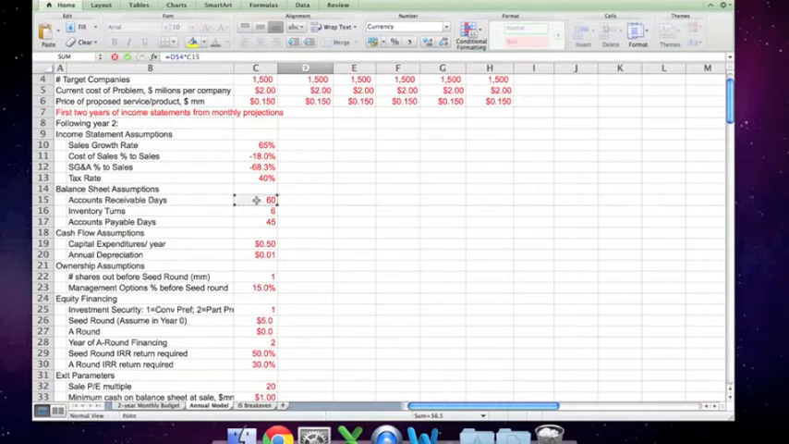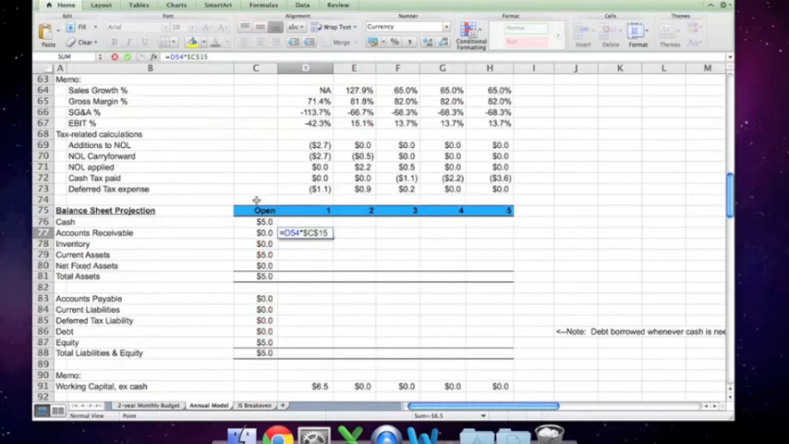In this case, we're assuming that he's going to have 60 days' worth of accounts receivable, which means that his customers are going to put off paying him for 2 months, and that is not a good thing for his business. He's going to have to figure out how to finance that, and the reason we have this model is to figure out how much he's going to have to finance.